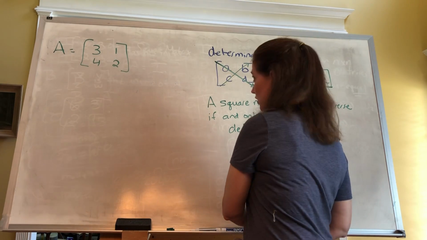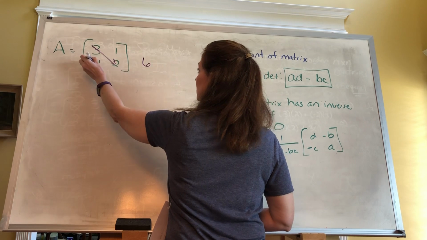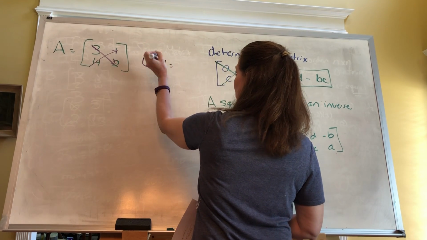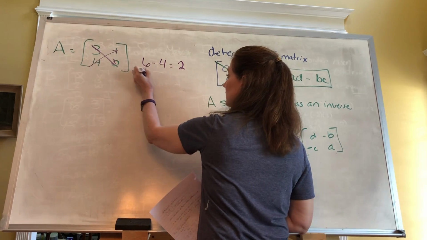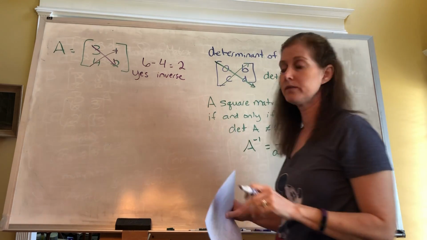First, we're going to do the determinant. So 3 times 2 is 6, minus 4 times 1 is 4. The answer is 2, and so yes, it does have an inverse.